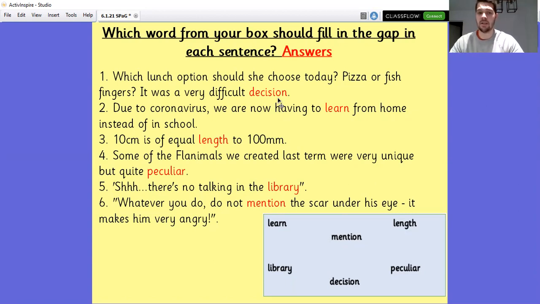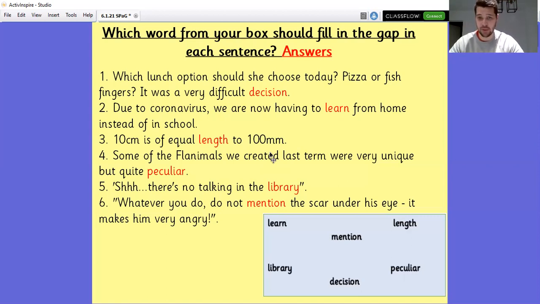10 centimeters is of equal length to 100 millimeters. That's one of our year 3, year 4 key spellings. It's a tricky one, that one. That one's just going to come to you with practice and practice. There's no real technical rule to that. It's just practicing, getting used to the letter order there for a tricky word.